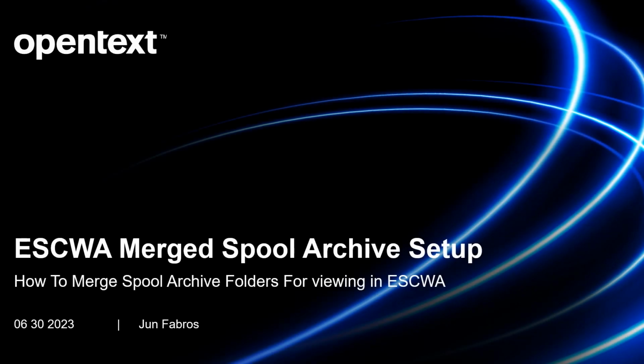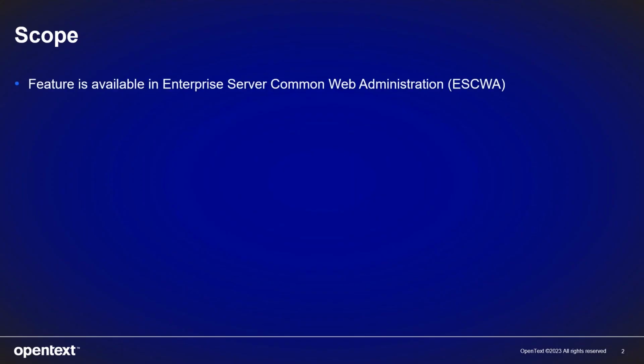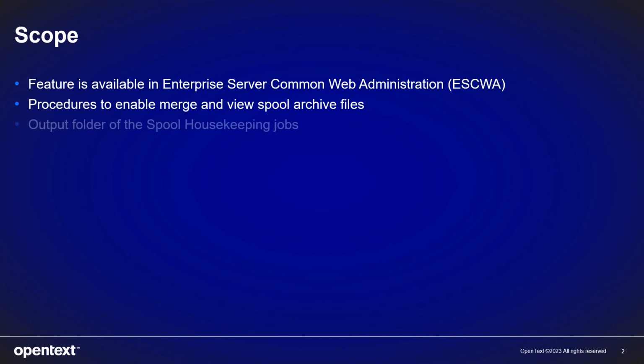In this video, we will be presenting the steps required to set up viewing of the merged spool archive in ESCWA. This video will present the merged spool archive feature in Enterprise Server Common Web Administration Interface, or commonly referred to as ESCWA. We will cover the steps required to enable viewing of the merged spool archive in ESCWA. Note that only the output folder of the Spool housekeeping job will be referenced here.